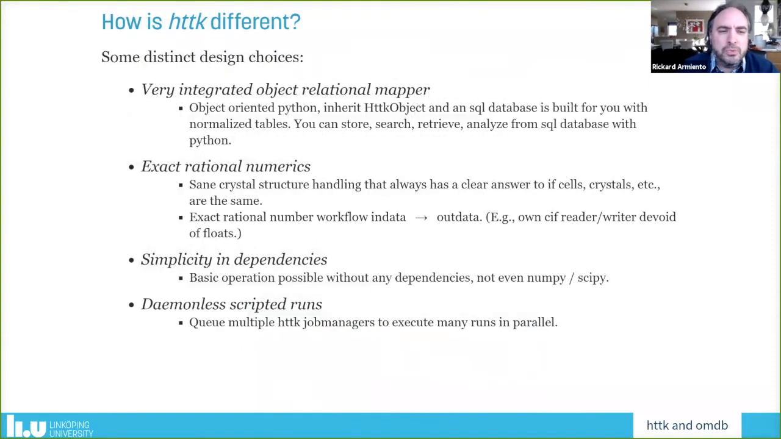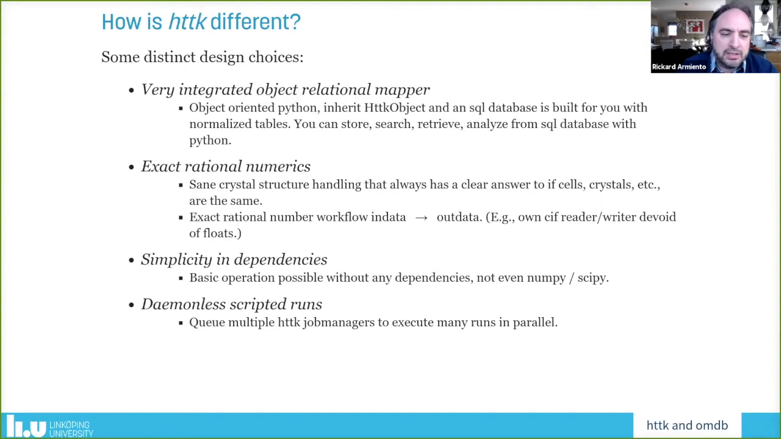So this high throughput toolkit, how is that different? I just want to point out some design choices to motivate why we're still using this. It has a very integrated object relational mapper. You can just inherit an object in this Python framework, and it builds the SQL database for you automatically, which you can store, search, retrieve, and analyze with rather simple Python commands. So it's very easy to work with in that respect, and you still get SQL optimized performance.